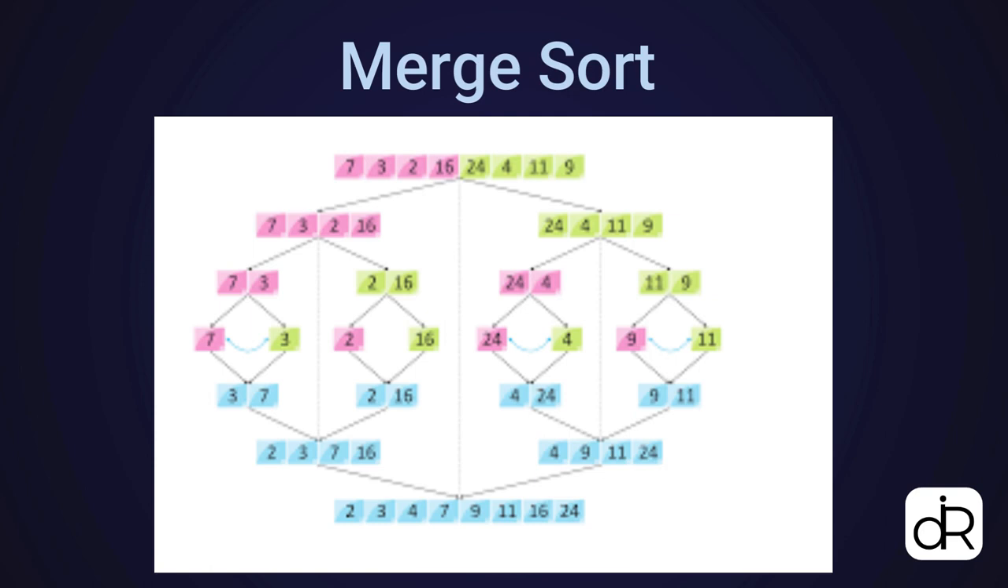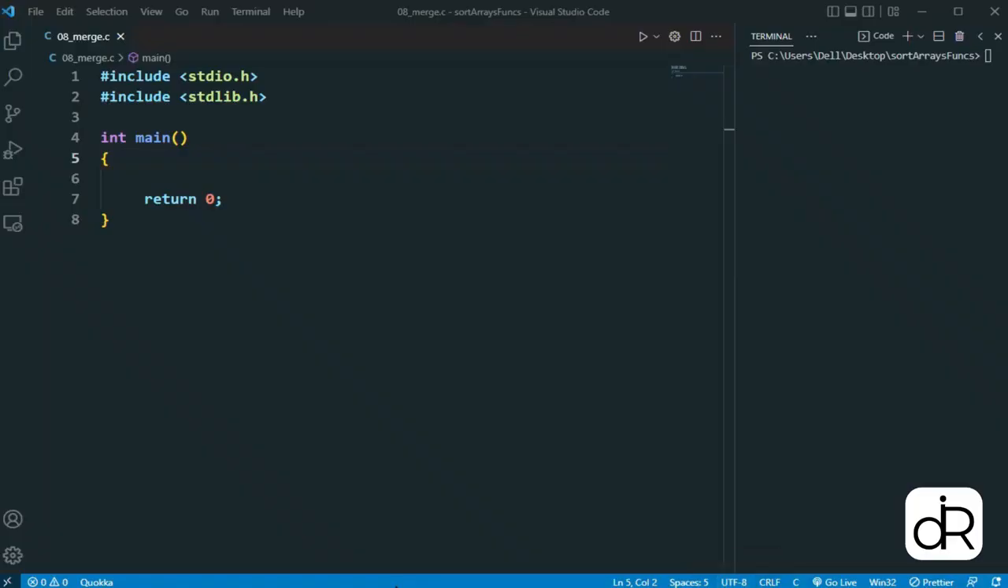The same thing for the right subarray. The same process happens there. And finally, we merge both sorted arrays into the main array. So this is how merge sort works. I hope you understand the algorithm of merge sort.